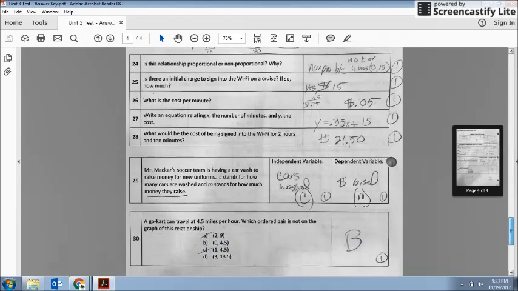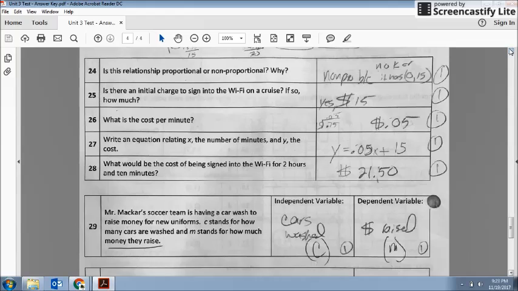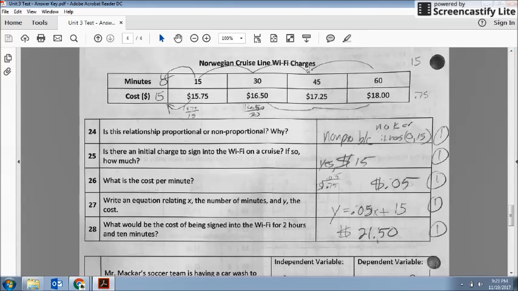Yes. And on to our last page. So we have Norwegian Cruise Line, their Wi-Fi charges. So for 15 minutes of Wi-Fi, they charge $15.75. For 30 minutes, they charge $16.50, and so on. So the first thing that we want to find out is: is this a proportional or non-proportional relationship?